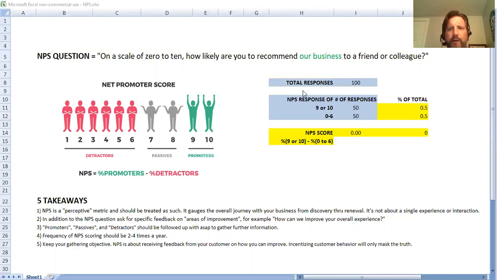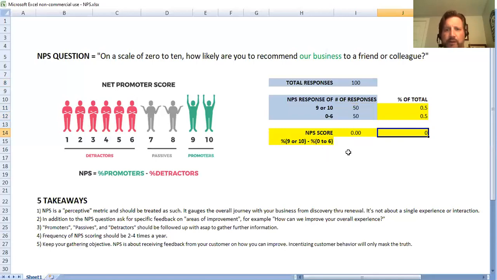So if we look over here, I've got an example on the table where if you have 100 responses and you have 50 of them that score a 9 or a 10, and 50 of them that score a 0 to 6, your NPS score is actually 0, because it's going to be the percentage of responses of the 9s or 10s minus the percentage of the 0 to 6.